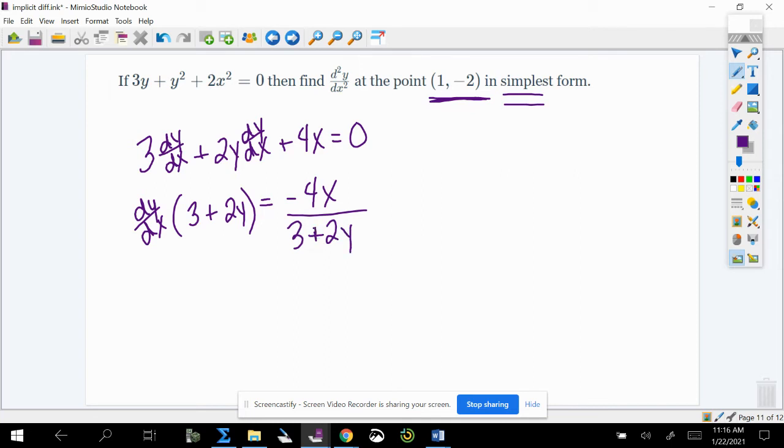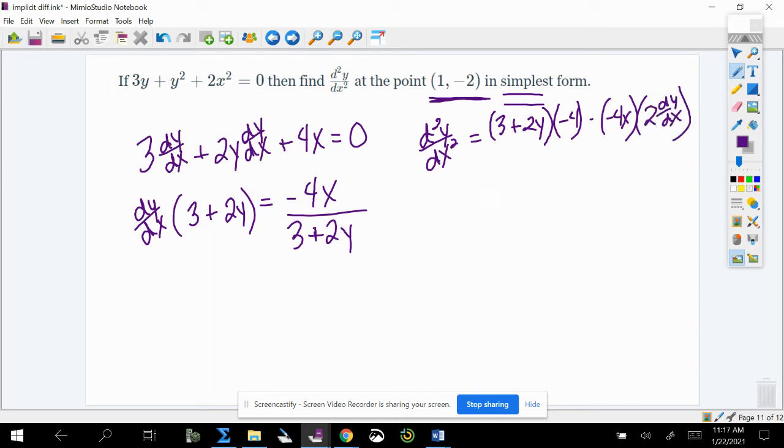Again, you tend to end up with first derivatives that aren't too bad. You don't see very many product rules or things like that. So my second derivative will involve a quotient rule again. So bottom times the derivative of the top, which is negative 4, minus the top times the derivative of the bottom. The derivative of the bottom is going to be 2 dy/dx, all over the bottom squared.